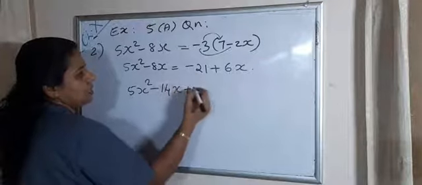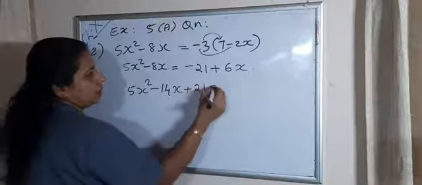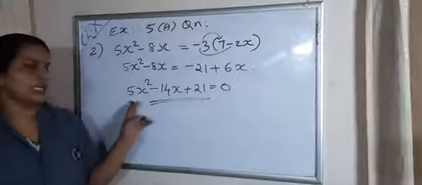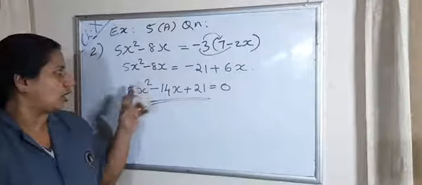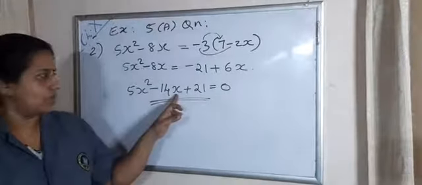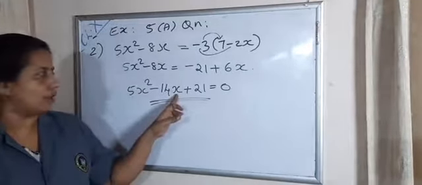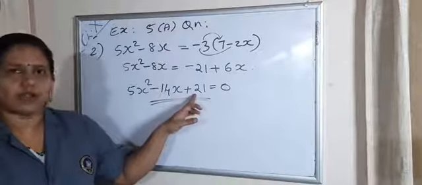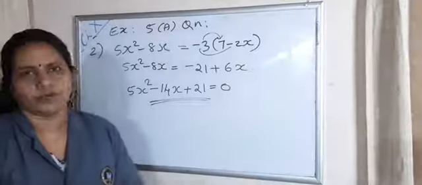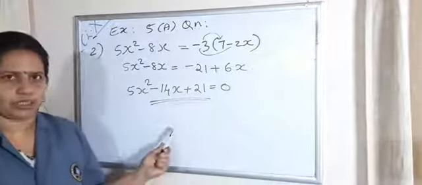Plus this negative 21 will become plus 21 equal to 0. Now look at here, you can see a form with a squared power, then a first power of x, then a constant term, that is ax square plus bx plus c form. So this is a quadratic equation.